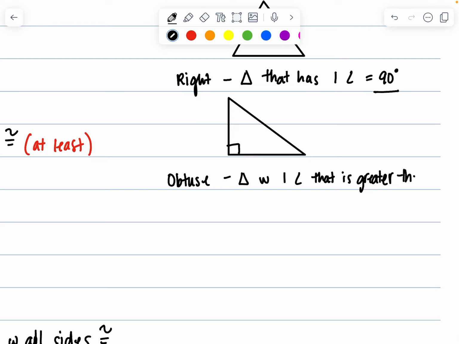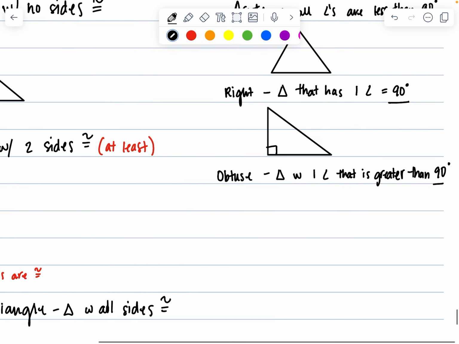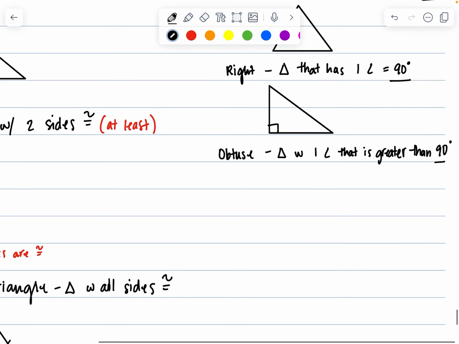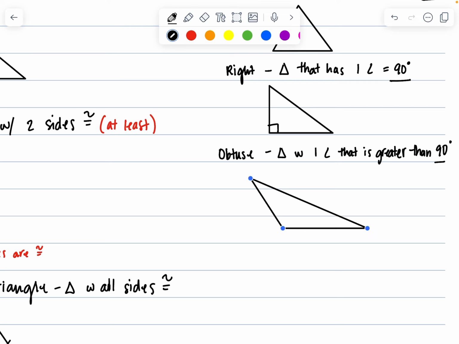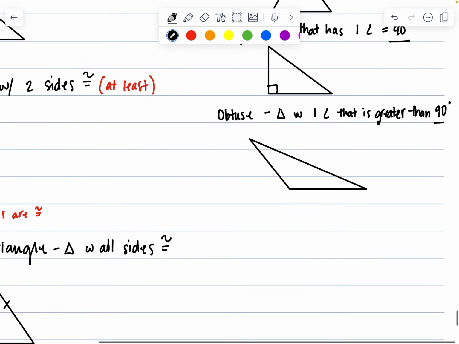Greater than 90. So you see that theme again. 90 degrees is kind of the pivoting point for these triangles. And let's go ahead and draw an obtuse triangle. We could do it by eye. There you go. We could clearly see one angle is greater than 90 degrees, and we have that obtuse angle.